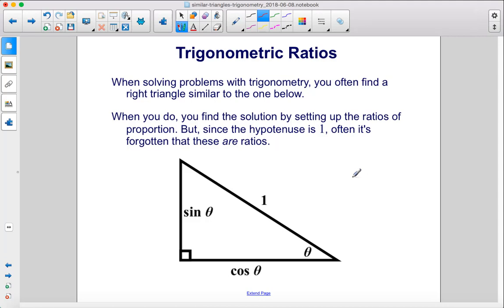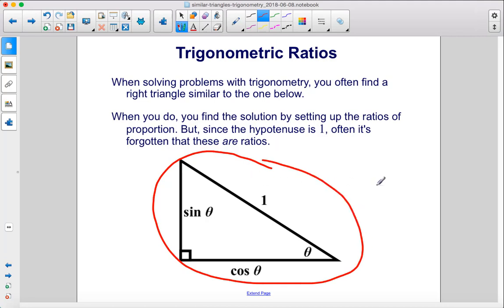When solving problems with trigonometry, you often find a right triangle similar to the one below. When you do, you find the solution by setting up the ratios of proportion. But since the hypotenuse is 1, often it's forgotten that these are ratios.